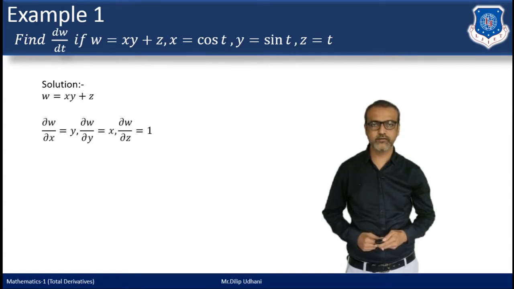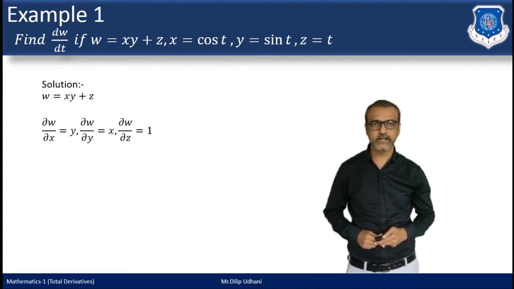First of all, we will find del w by del x. Del w by del x means the partial derivative of w with respect to x. For the first term xy, y is constant and the derivative of x is 1. For the second term z, it is constant, so its derivative will be 0. So we have del w by del x equals y. Similarly, we will find del w by del y, the partial derivative of w with respect to y, so we keep x and z constant. For the first term xy, x is constant and the derivative of y is 1, and the derivative of z will be 0.